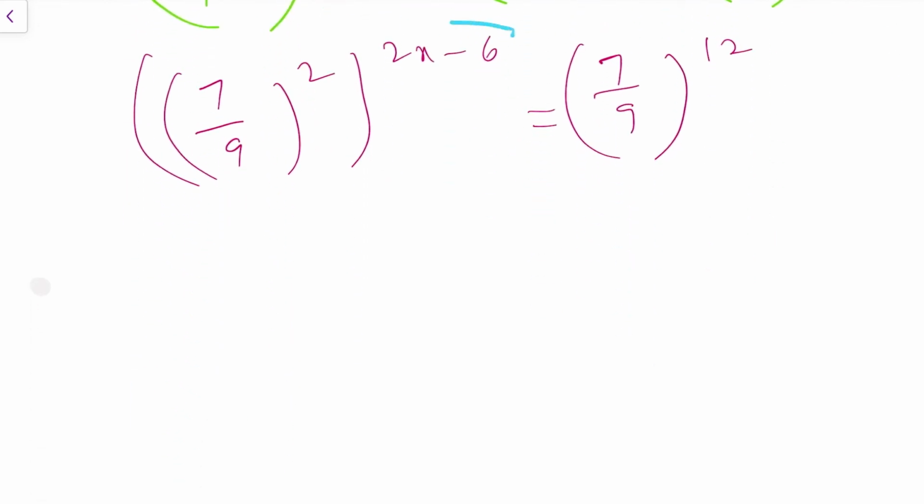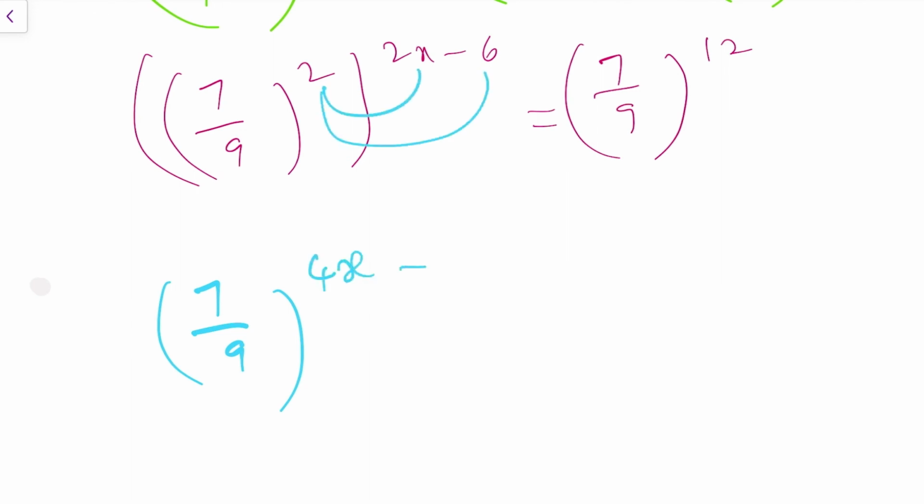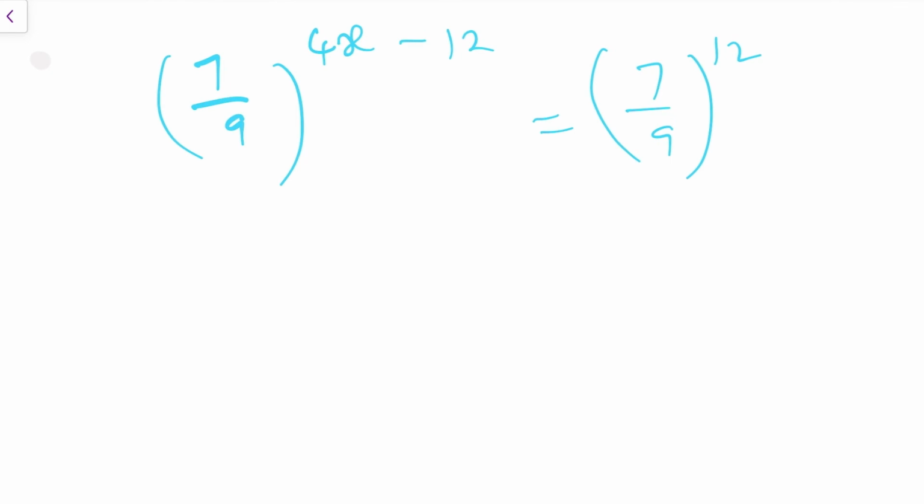Now here, if we have two powers with a bracket, we need to multiply those. 7 by 9 power 2 into 2x, 4x minus 2 into 6, 12, that is equals to 7 by 9 whole power 12. Now if we observe the left side and right side, here the base is 7 by 9, here also the base is 7 by 9. Then if the bases are equal, then powers are also equal. 4x minus 12 is equals to 12.